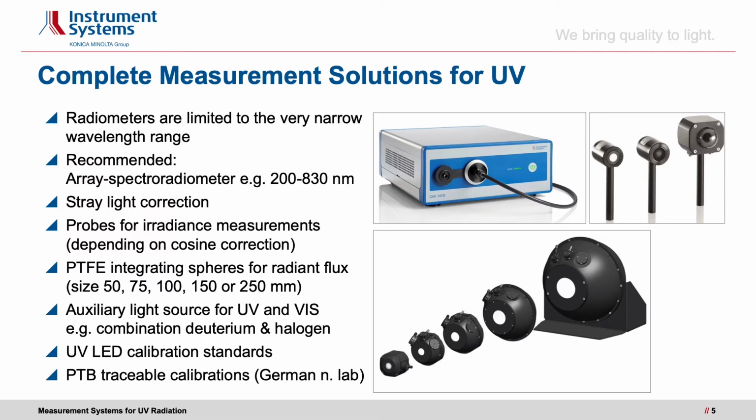The auxiliary light source for UV and visible range can be, for example, a combination of deuterium and halogen lamp. The monitoring of the whole system and the absolute calibration can be performed using UV LED calibration standards, and the whole system should be traceable to some national labs like PTB in Germany.